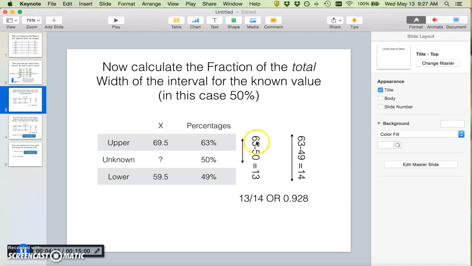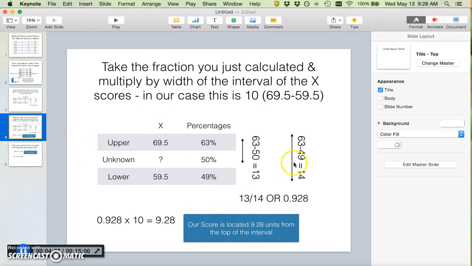So in our case, the entire width of the interval, we know that. We just calculated it. 63 minus 49% is 14. The width of the interval to our value of interest, which is 63 to 50%, is 13. So the fraction is 13 over 14, or 0.928. So now you just take this fraction, the decimal that you calculated, and you multiply it by the width of the interval here. So in our case, 69.5 minus 59.5 is 10, and we multiply that by the fraction that we just did. So 0.928 multiplied by 10, 9.28.